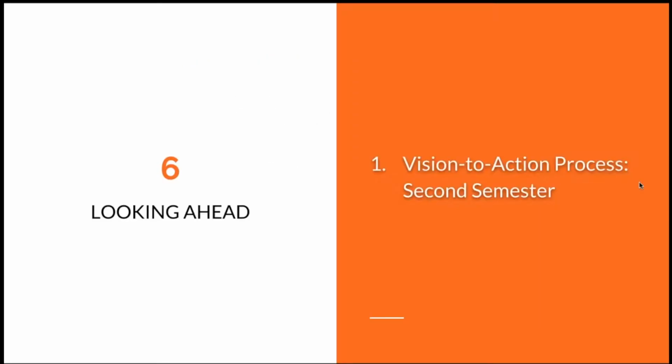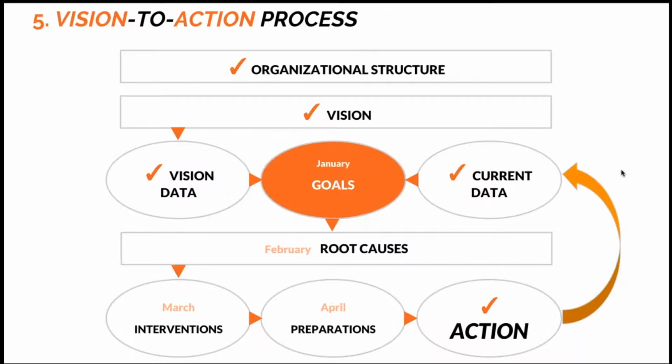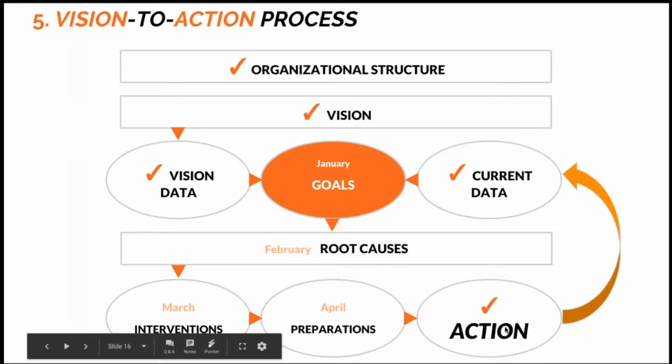In fact, let's look at that. We're going to look ahead and also do a little bit of review on the vision to action process now that we're in second semester. So far this year, you've updated your organizational structure. For schools in Update 3, you've gone over your vision and made any updates needed. You have put vision data in your vision, and you have also collected current data. And during first semester, you've also been implementing your plan from last year. So you've been working on action.